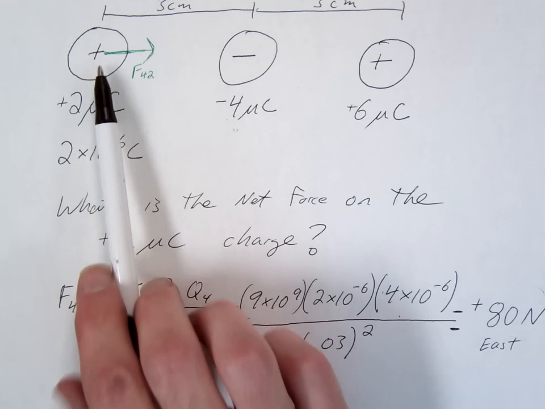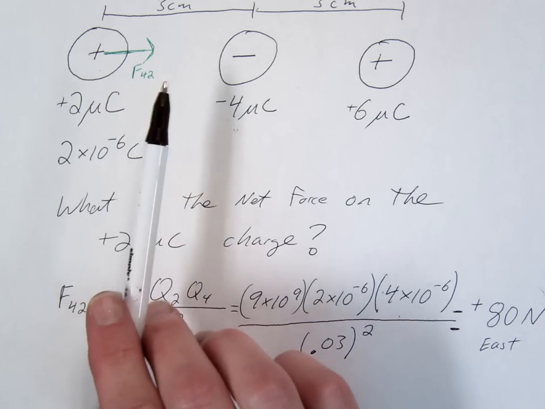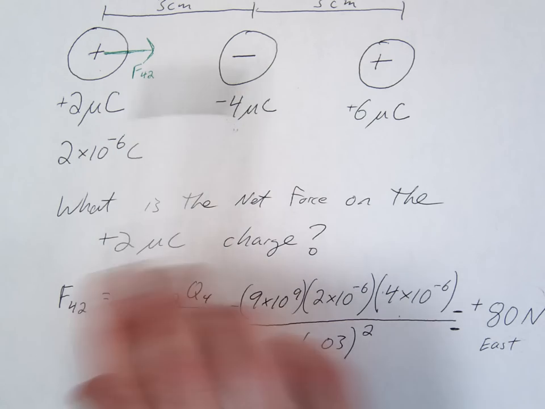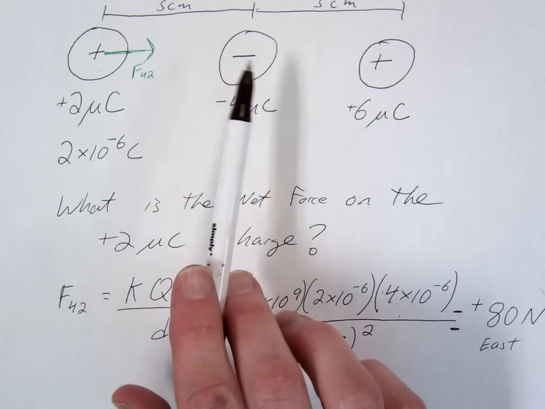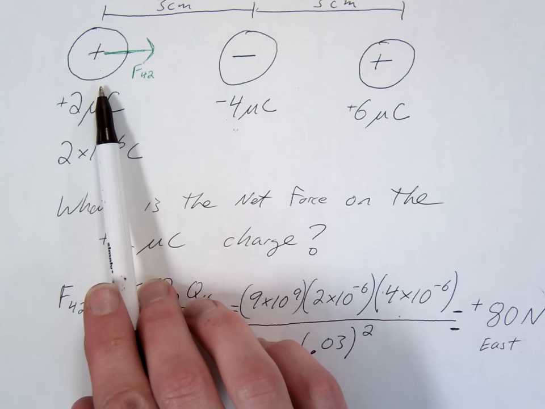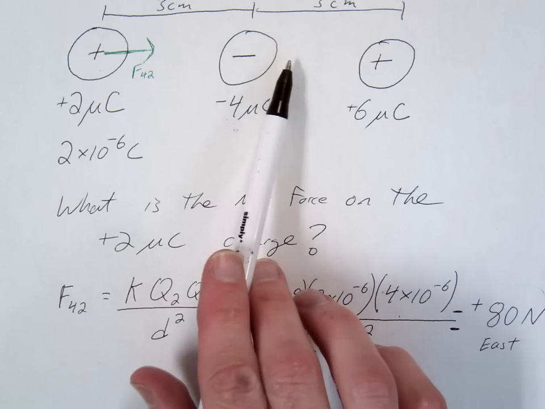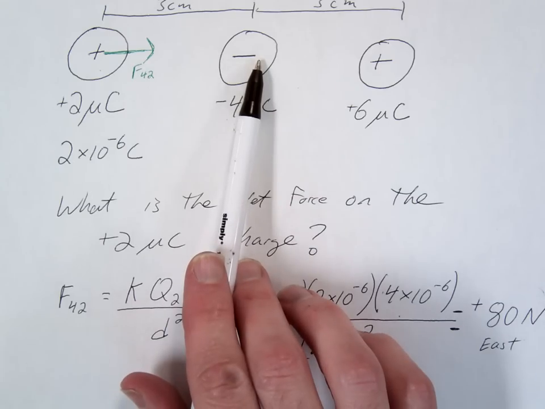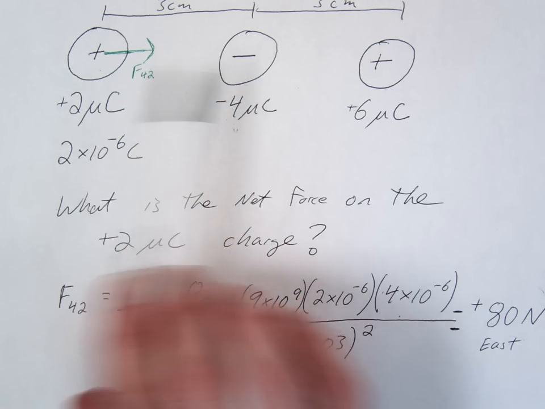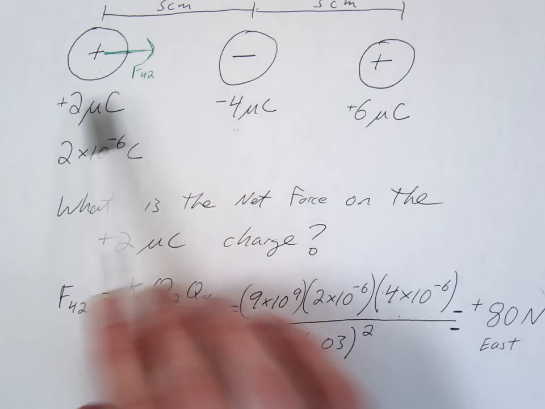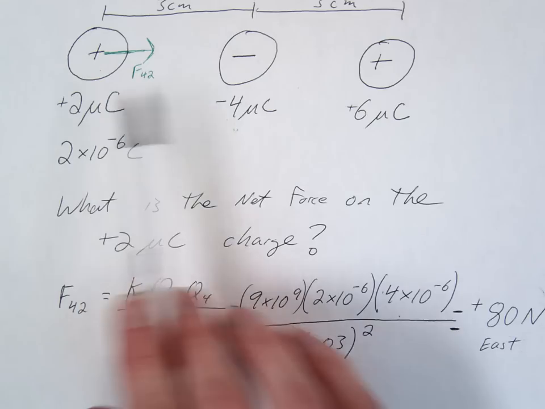Who pulls with more force? The 2, because the 2 and the 4 are attracted to each other. Who's more attracted, the 2 to the 4 or the 4 to the 2? Okay. The answer is they're equally attracted. They're the same, right? Why are the forces the same?